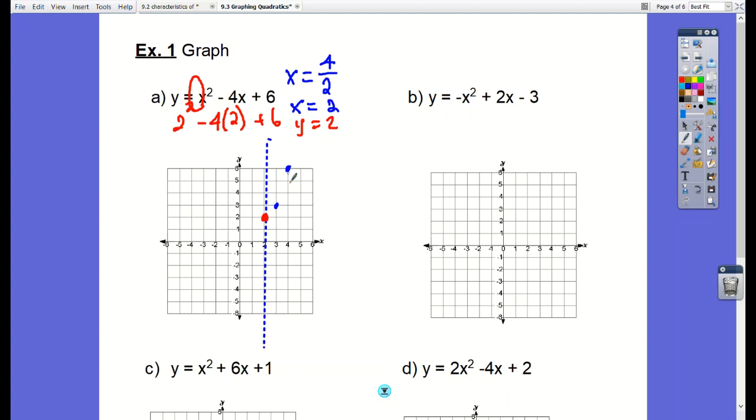And if you want, you can either think about reflecting this over, or you can count up 1, left 1, up 4, left 2 to get to here. And then we would draw our parabola with the arrows, and that's it.